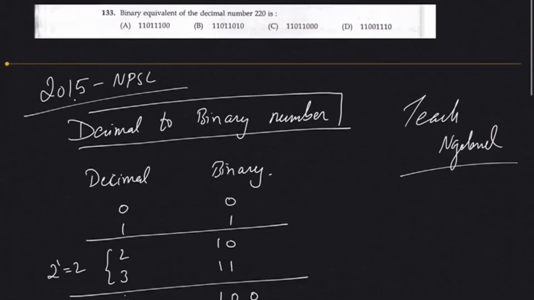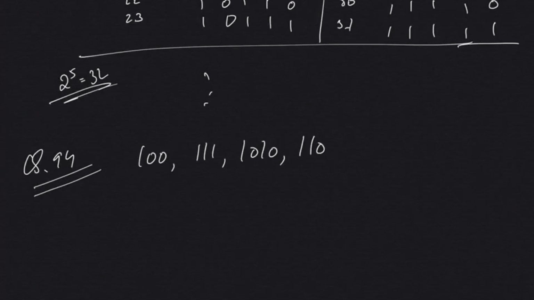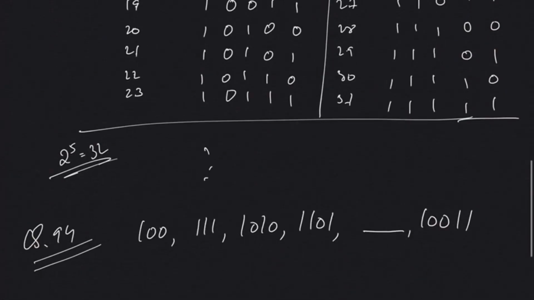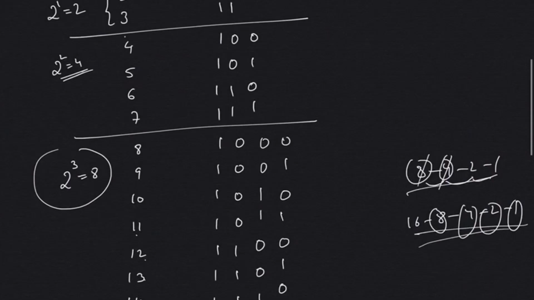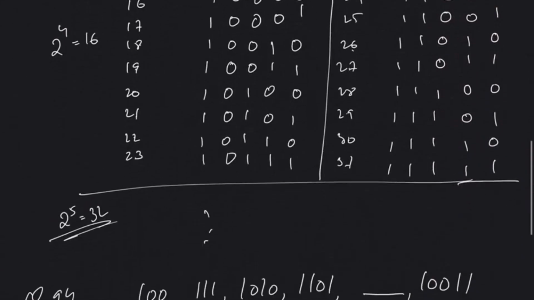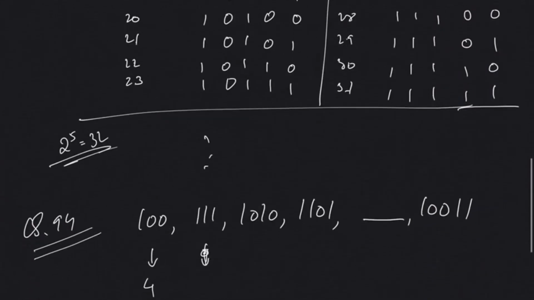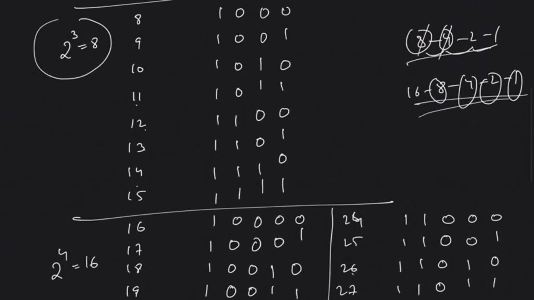Question number 94 is to fill in the missing number. The numbers are 100, 111, 1001, 1001, 10011. Now if you look at this in the binary number system, 100 will be 4, 111 will be 7. You can do it in many ways. Next is 1010.